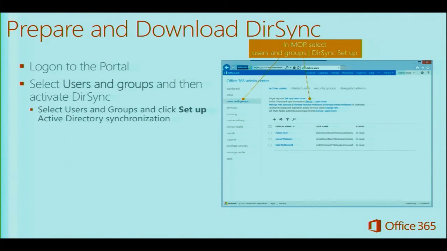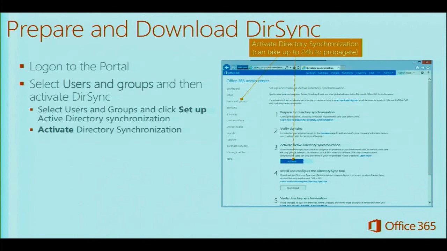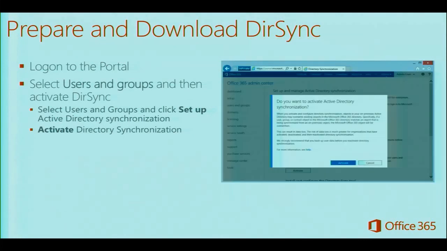So you'll select the users and groups, click Set up Active Directory synchronization. You'll go to step 3. You will activate that after you've done things like verify your domains. And then at that point, we always give you this dialog that says, are you sure you want to activate it, just in case you accidentally clicked on it and you didn't mean to. We want to just verify that for you real quick.